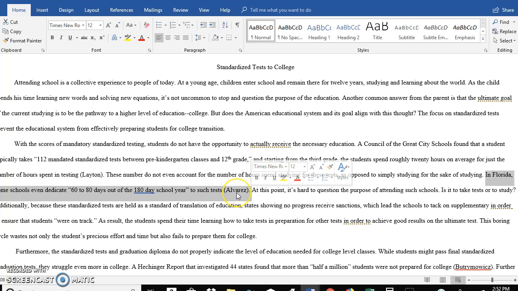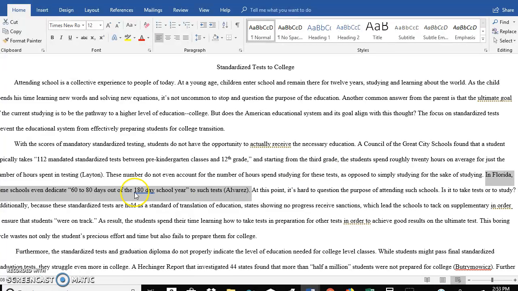The in-text citation, because some of the words are not hers, she gives me the last name of the author in parentheses. If you know the page number, you will give me the last name of the author, hit the space bar, and then give me the page number. So it might be Alvarez space 180. In this case, the student decided that there was no page number, so she just gave me the last name of the author. That's what I mean by in-text citation.